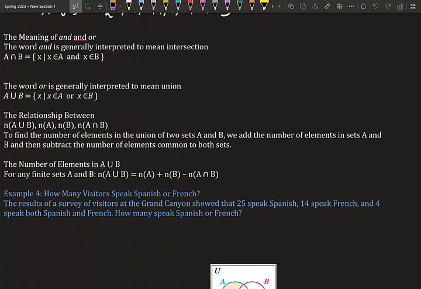The meaning of and or. The word and is generally interpreted to mean intersection. So A intersection B is the same thing as X, such that X is an element of A and X is an element of B. The word or is generally interpreted to mean union. So what I want you to get out of this is and means intersection and or means union. So if you see those words and you're talking about sets, you're talking about union and intersection.